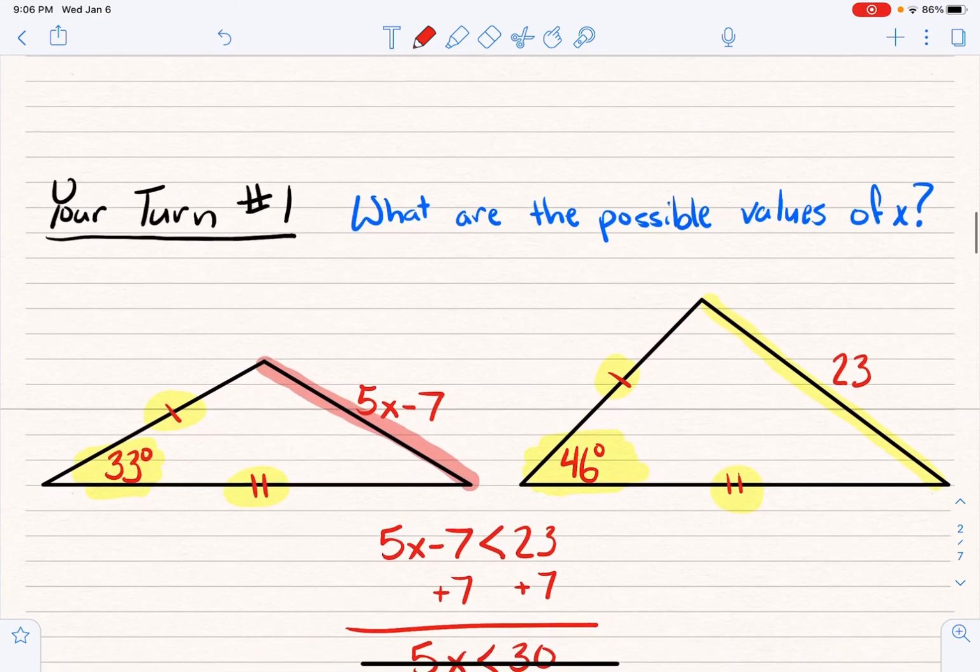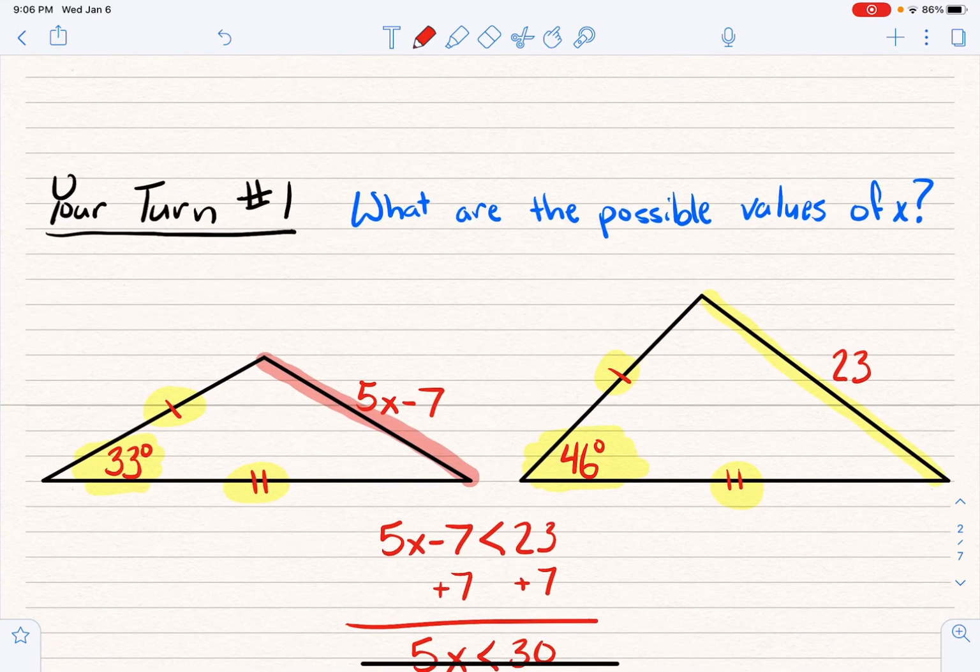And that's my answer. It says, what are the possible values of x? Well, I don't know what x is, but x has to be less than 6. As long as x is less than 6, this situation will be true. Okay, hopefully you got that one right. It's pretty simple. Now, it's not x equals 6. It's x is less than 6. We're finding a relative value. All right? Okay, let's try this next one.